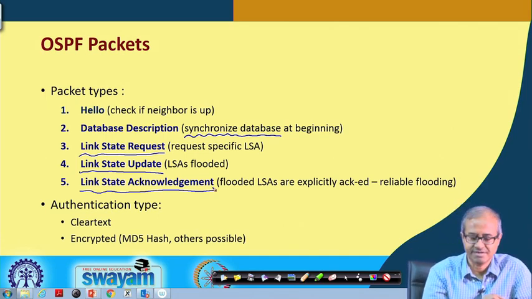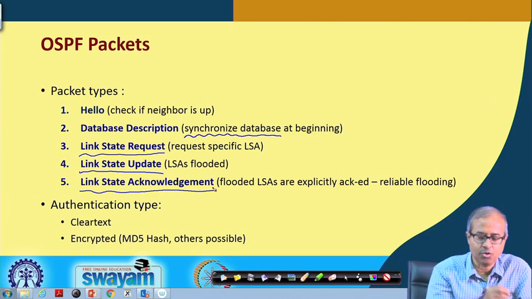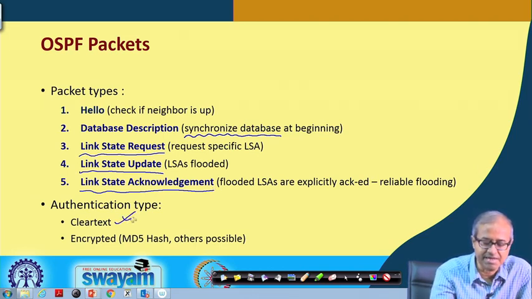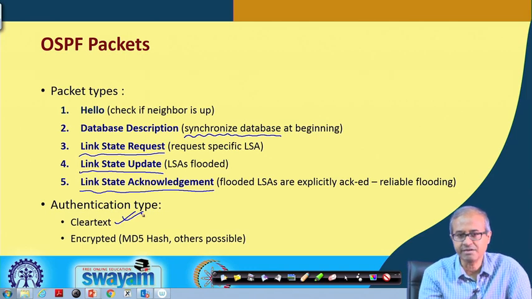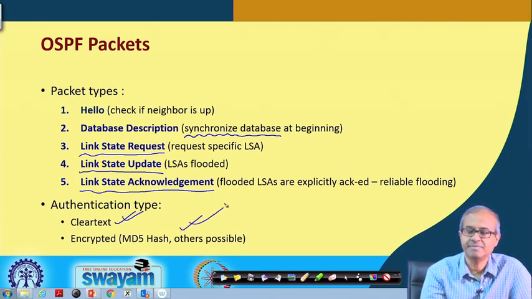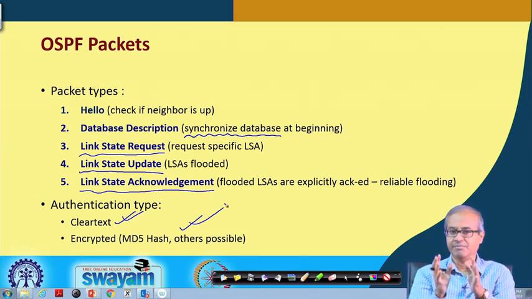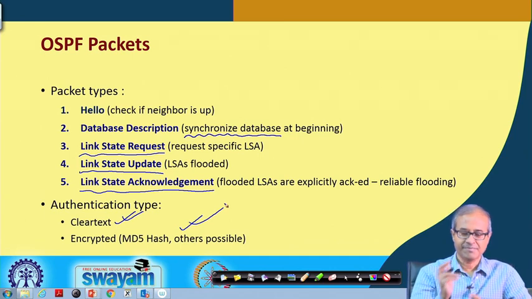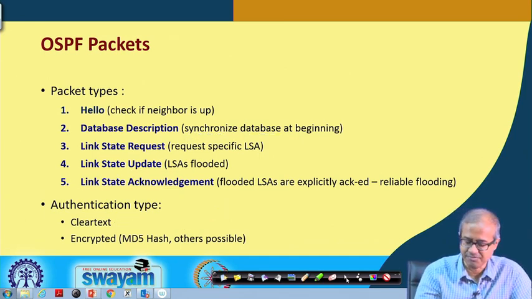so that other routers know that what I have sent was received correctly by everyone else, right. And regarding authentication type, I said the simplest case may be clear text, everyone can see what is going on, or you can encrypt it, so that if someone wants to hack my network and make changes in my routing table by altering these packets, it will be difficult to do so. Okay. These are the options which are available.